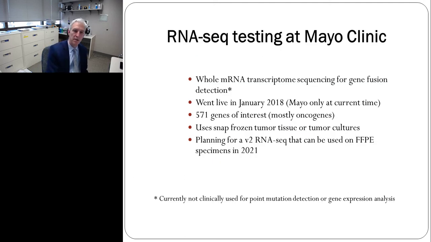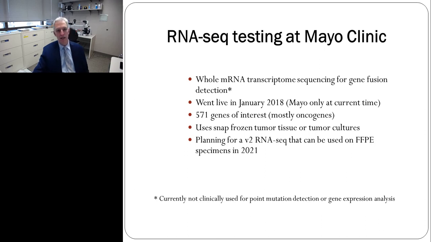All right, so we've been interested in this since about 2015. We started working on RNA-seq for gene fusion detection back then. We decided we wanted to use whole messenger RNA transcriptome sequencing. In other words, doing RNA-seq on the entire messenger RNA complement. But as I said, that's about 20,000 genes. We didn't want to look through all that data. We just wanted to look at the genes we were interested in, and that was 571 genes. So we get data for 20,000 genes, but we bioinformatically mine out just the data for 571 genes of interest.